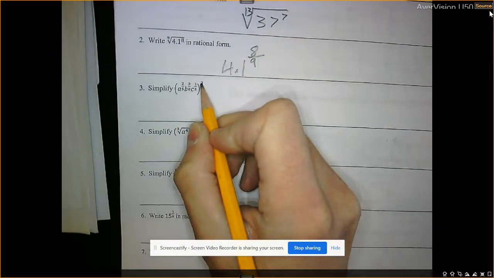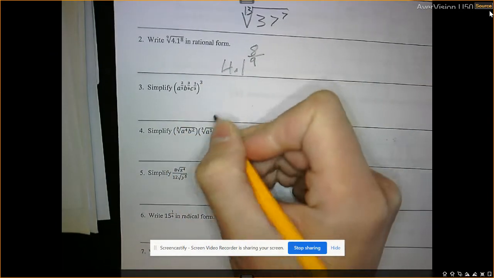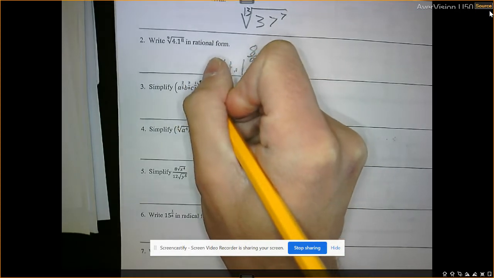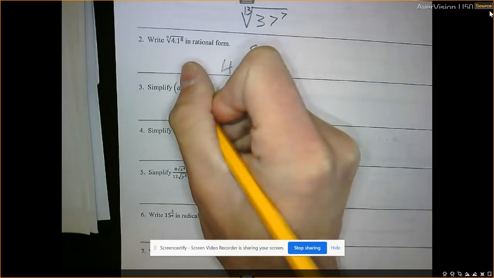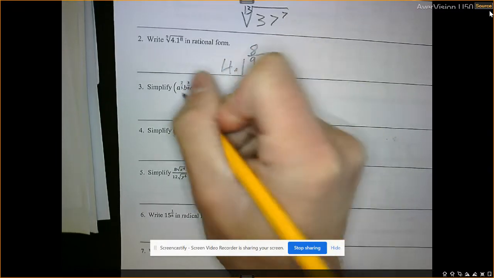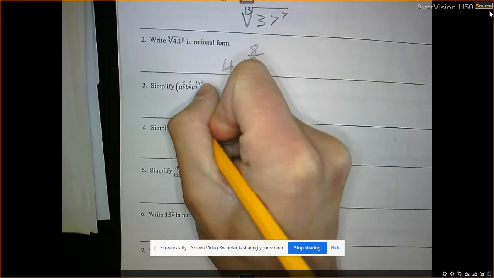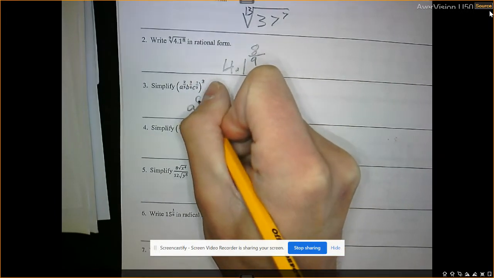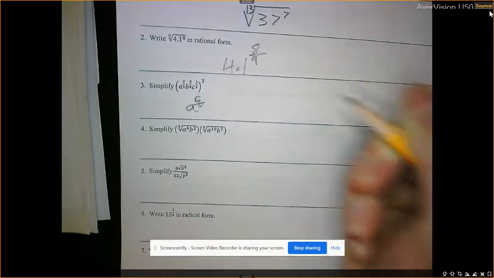Okay, now when we're simplifying, we need to distribute this 3. Remember, when we have an exponent outside of parentheses, we have to multiply it. So it's 3 over 1 times all of these fractional exponents. 2/5 times 3 over 1 is a to the 6/5.